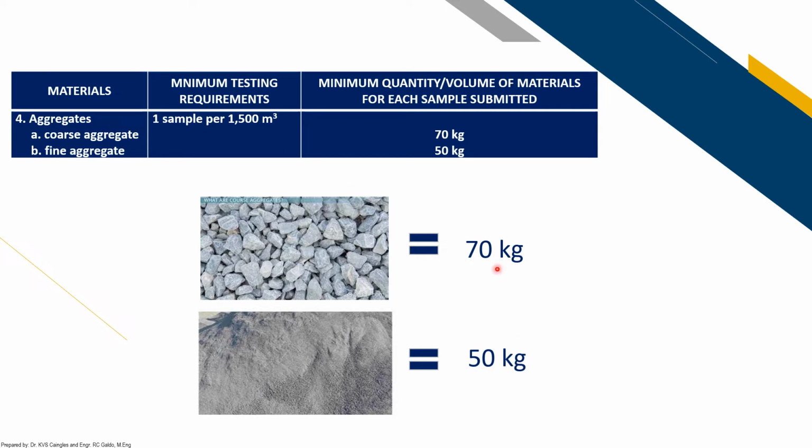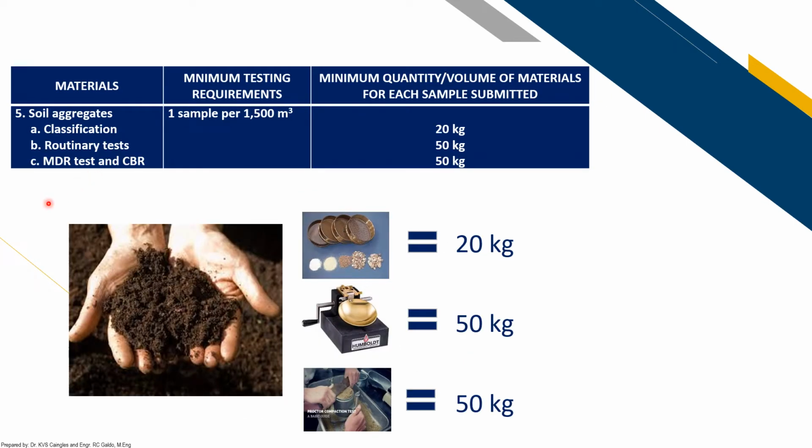So they are different; you cannot combine them. You should take separate samples for coarse aggregate and fine aggregate. Why? Because the quality tests for coarse aggregate are different from those for fine aggregate. Next is for soil aggregates. What you obtain is one sample per 1,500 cubic meter, a total of 120 kilogram per 1,500 cubic meter.